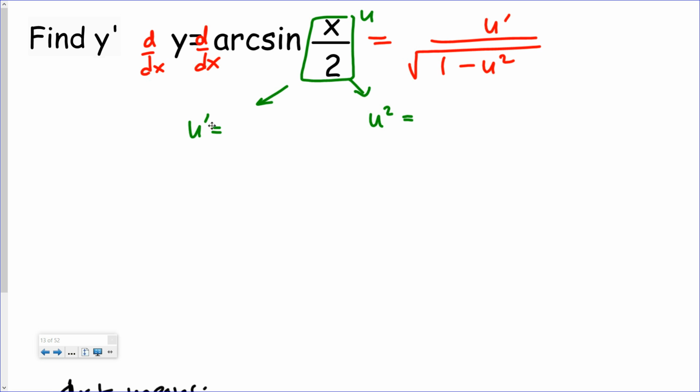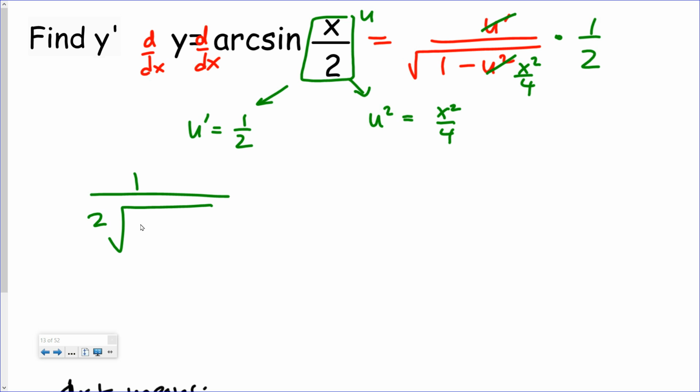Okay, so what is u prime going to be? If this is u, what's my u prime? 1/2. If this is u, what's my u squared? x squared over 4. And then it's just a plug-in. So this u prime is really 1/2, but remember, fractions on the top can slip down. So that's going to be 1/2. This u squared is x squared over 4. So my answer is 1 over 2 times the square root of 1 minus x squared over 4. Is everybody good with that?